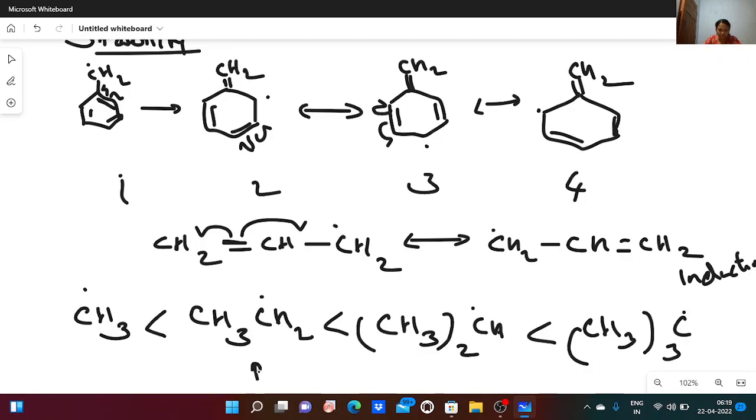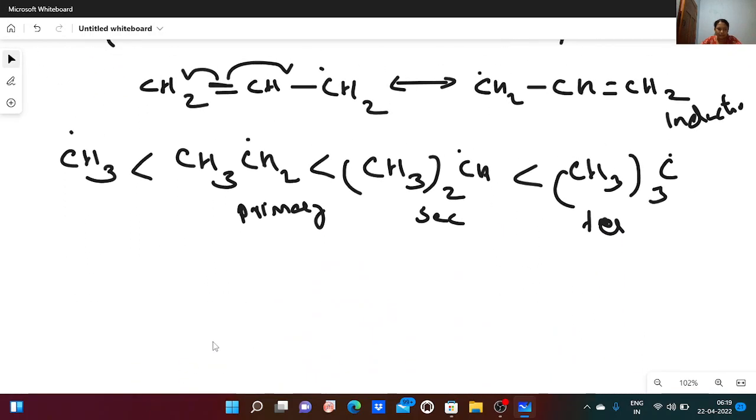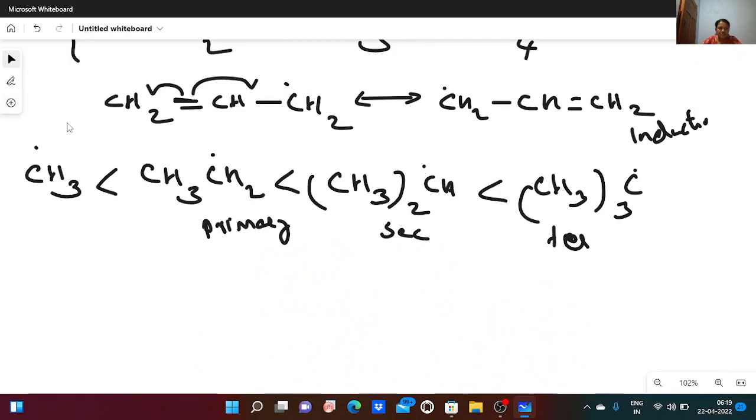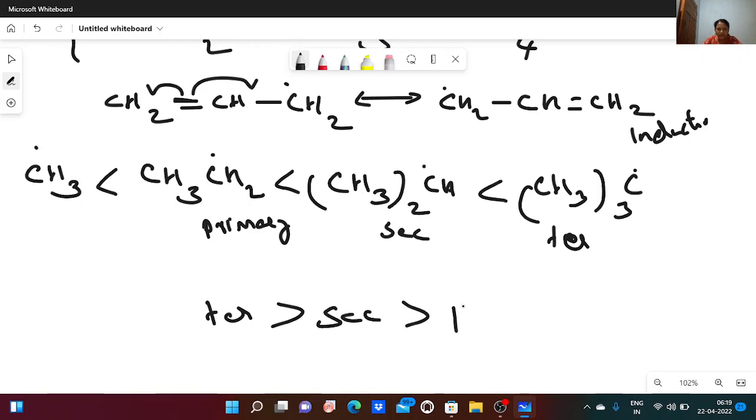That means methyl, ethyl is primary, then secondary and tertiary. You can compare this with carbocations. The stability order of free radicals is the same as that of carbocations. Please remember, the stability order of free radicals and carbocations is the same: tertiary greater than secondary greater than primary. So this is the stability order of alkyl free radicals.